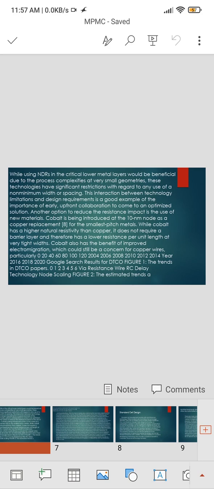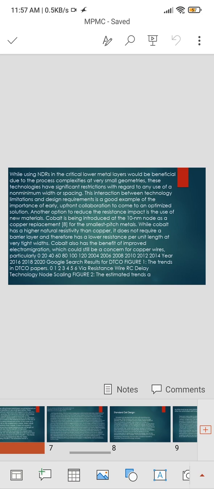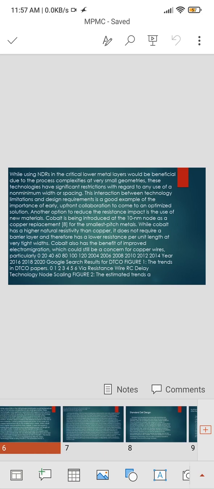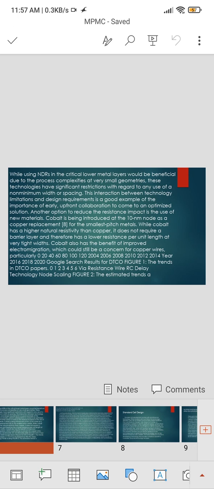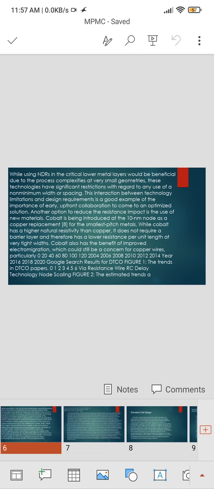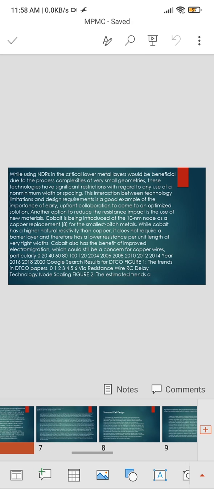Another option to reduce the resistance impact is the use of new material. Cobalt is being introduced at the 10 nanometer node as a copper replacement for the small pitch metals. While cobalt has higher natural resistivity than copper, it does not require a barrier layer and therefore has a lower resistance per unit length at very tight widths. Cobalt also has the benefit of improved electromigration, which is still a concern for copper wires.